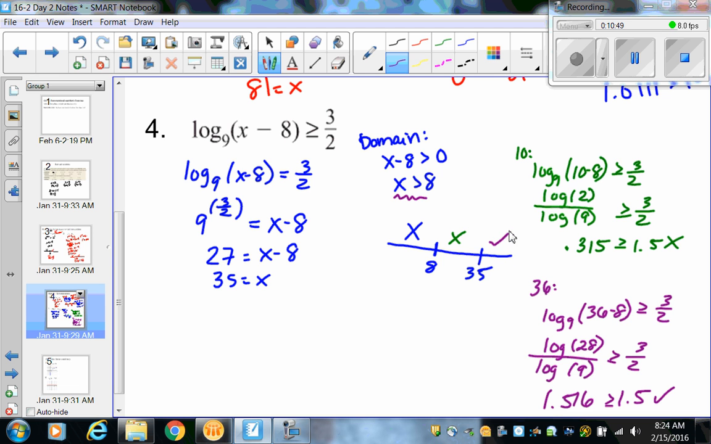So now that I have my check that I need, I know that I'm going to start at 35, and it's going to go to infinity because it's to the right. I could never include infinity, but if I go back to the problem, there is an equal sign, so that means this is going to be a bracket.